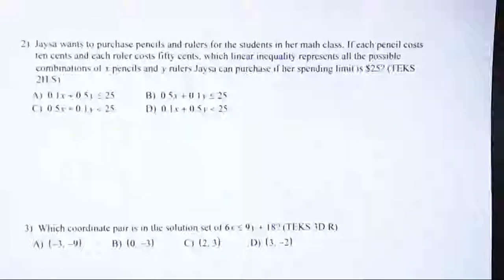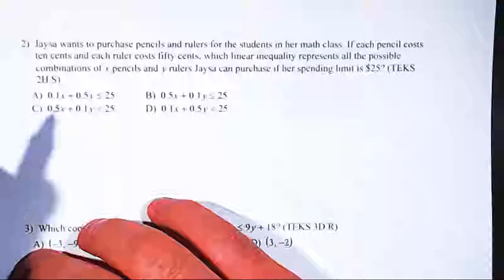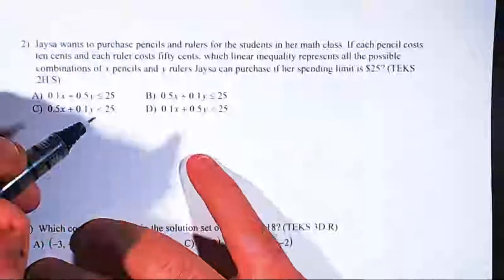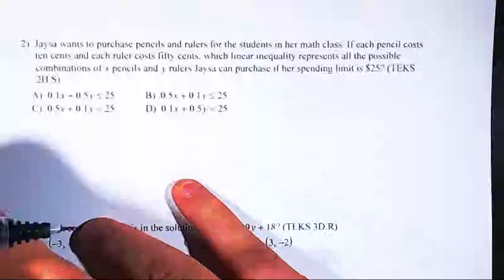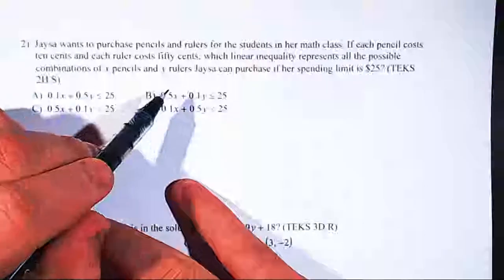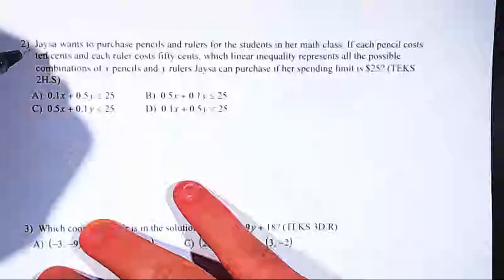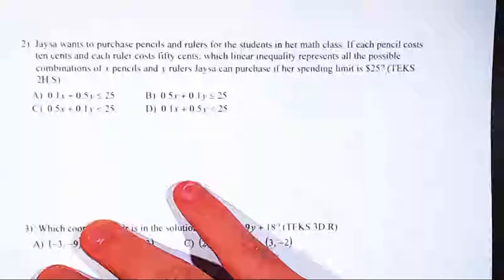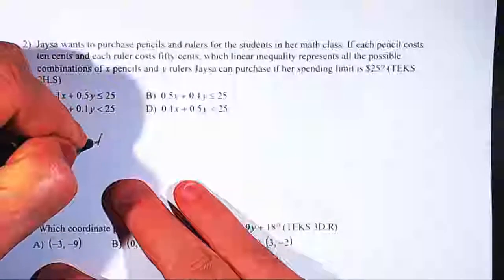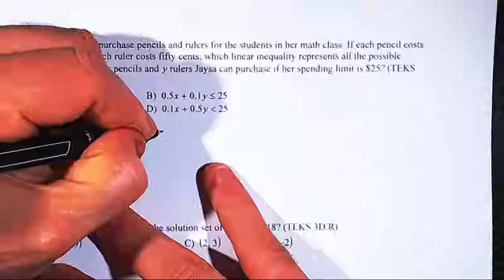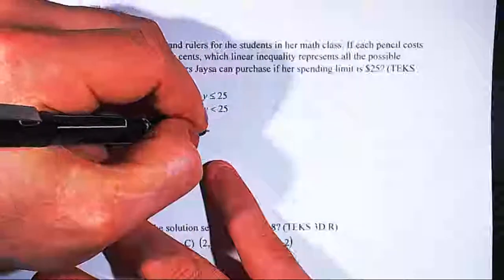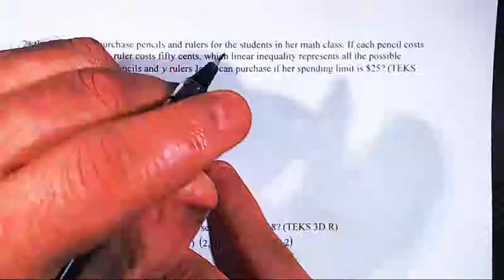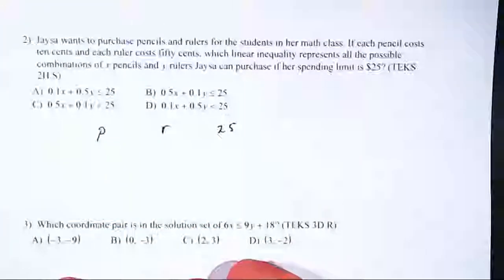All right, so once again, we got to break this English sentence down into math. So let's skip looking at the answers for just a minute and think about this. Let's think about it using some English substitution letters, and then we'll put this X and Y business in at the end. So it says here, Jasa wants to purchase pencils and rulers. So that means that our two variables here are P for pencils and R for rulers. And the total spending limit is $25. So again, we know that something's going to happen and it's not going to go over $25.